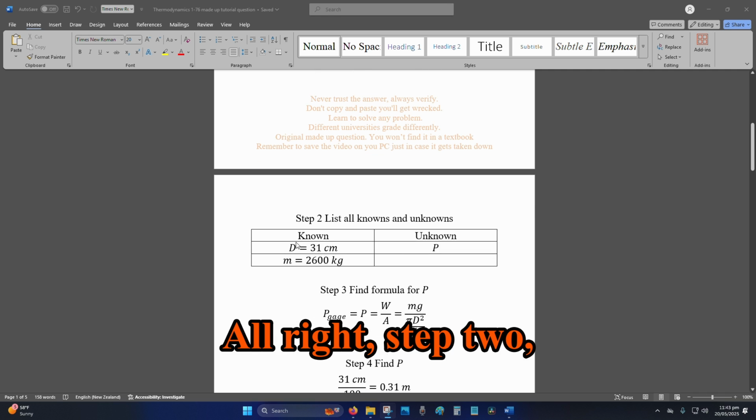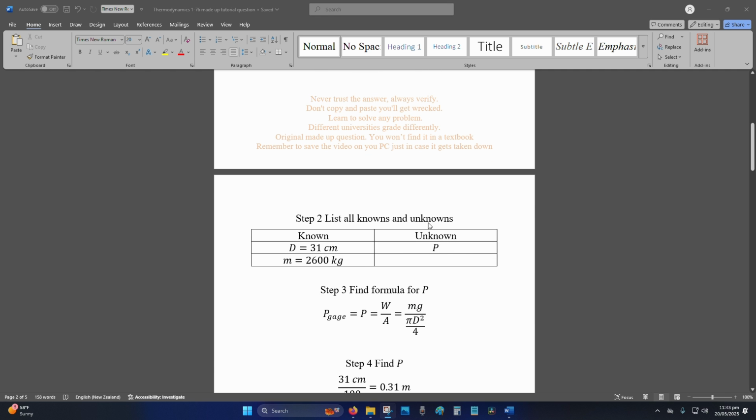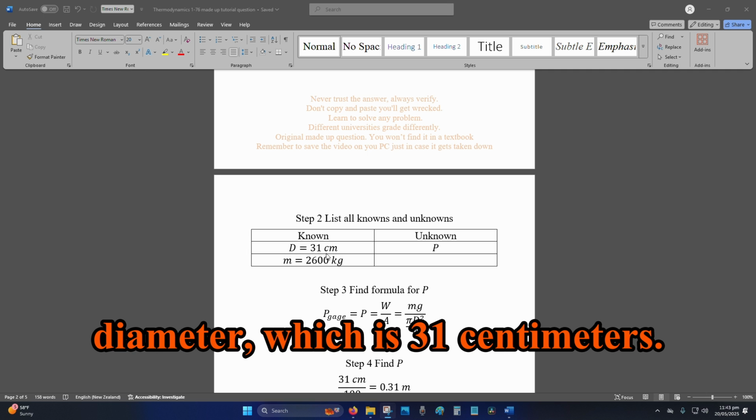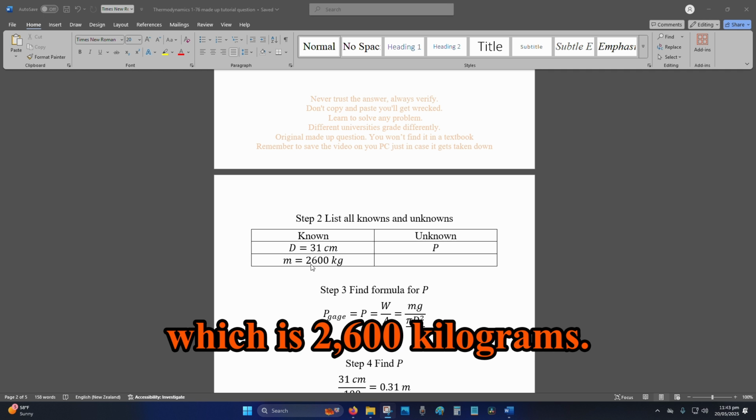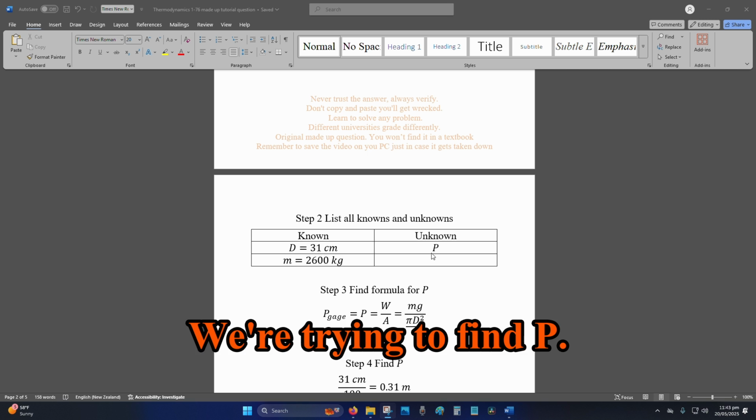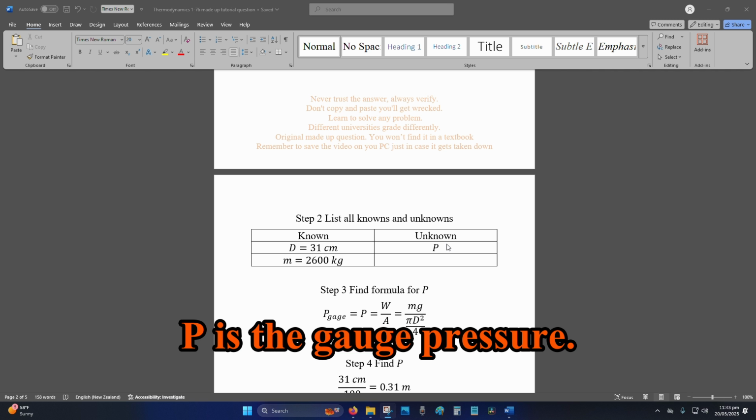Alright, step 2, find all the given values and the unknown. So they give us the diameter, which is 31 centimeters. They give us the mass of the vehicle, which is 2,600 kilograms. We're trying to find P. P is the gauge pressure.